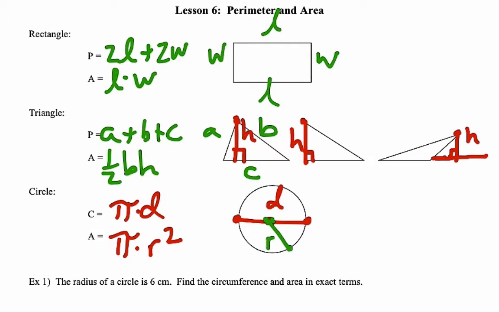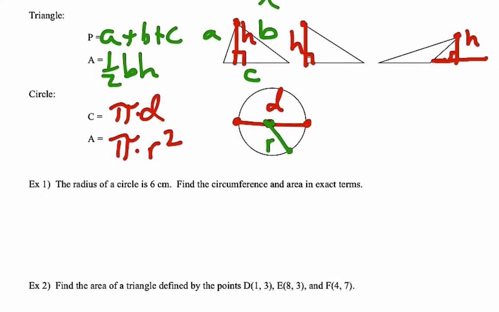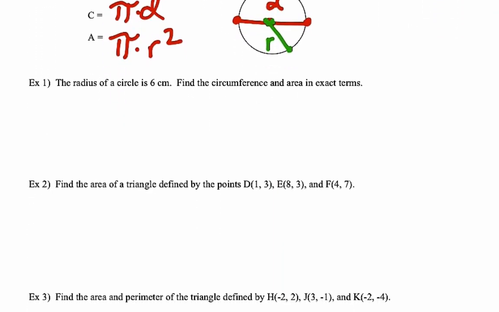So make sure you know these formulas. I'm sure you've seen them before. Let's do a couple examples just to make sure we can use them. Example number 1 says the radius of a circle is 6 centimeters. Find the circumference and area in exact terms.